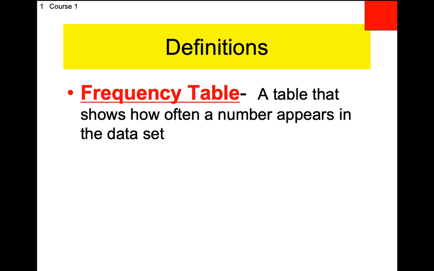So today we're making frequency tables. A frequency table is a table that shows how often a number appears in the data set. In other words, how many times does 1 appear in the data set? How many times does 2 appear in the data set? 3, 4, and so forth. That will be arranged in a table, and that table is called a frequency table. Frequency table, a table that shows how often a number appears in a data set.